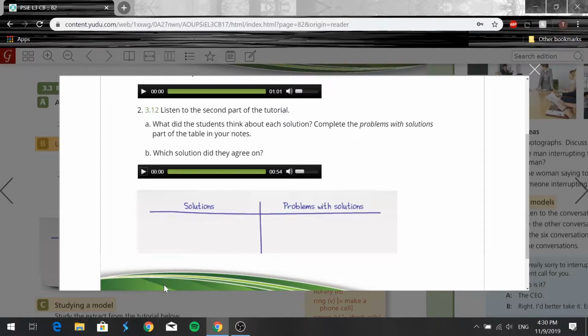Okay? What about solution three, which was don't try to study in your house, go to a library? And it seems that all of the students agreed that this was the best solution because you can't be rude and no one will interrupt you in a library, right? So this, according to the students, looks like the best solution because it has no problems. Okay? Which solution did they agree on? Again, like we said, three, which is don't try to study in your house, go to your local library.